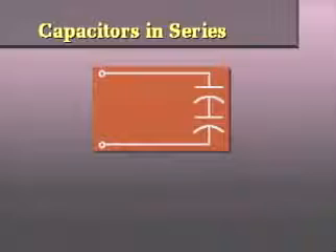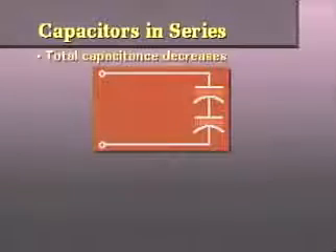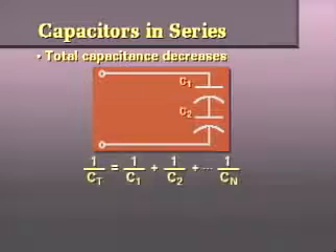As capacitors are connected in series, the total effective dielectric or plate thickness increases. Therefore, the total capacitance decreases. This gives us a reciprocal formula, and we add these reciprocals just as we added resistors in parallel. This is expressed by the formula 1 over C sub t equals 1 over C1 plus 1 over C2 plus 1 over C sub n.